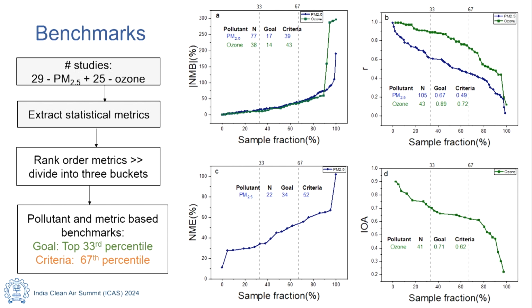So we have a large variation in our statistical outcomes. What we did was we took all of those outcomes and rank ordered them. Small bias is really good, which means the prediction and the observation are very close to each other. Large association is very good, which means the trends are following each other as closely as possible. So we took these statistical outcomes from all of these studies, 29 for PM 2.5 and 25 for ozone, extracted the bias and the association, which is R and IOA, and rank ordered them. And then divided them into that goal and criteria: the first 33rd percentile, the second bucket of 33rd percentile, and the last bucket, and wanted to see what our goal and criteria benchmarks look like. So those are some of our outcomes.